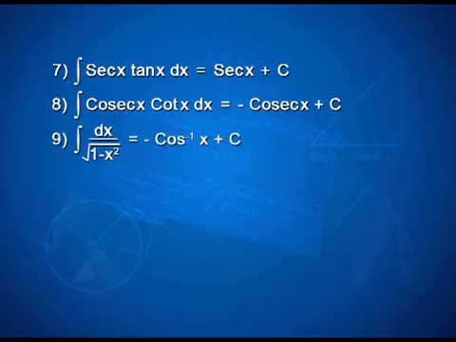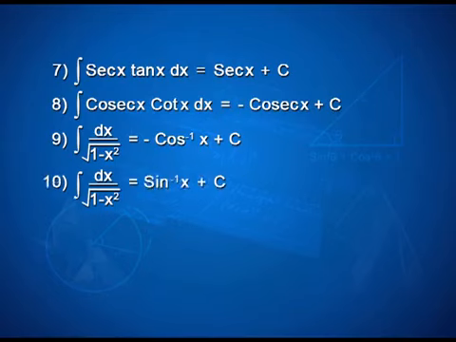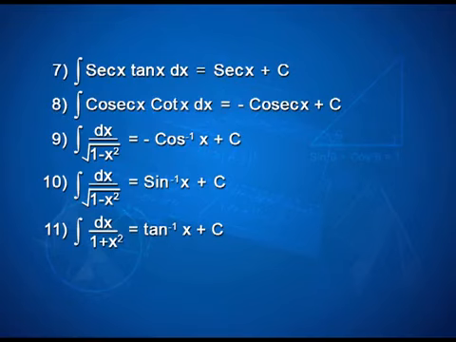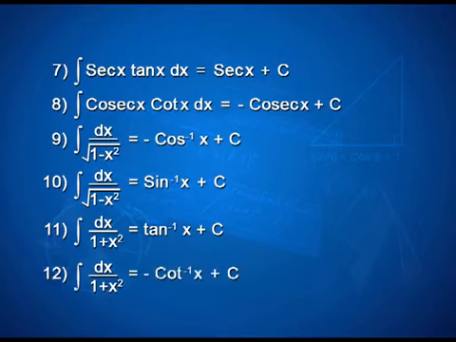Ninth, ∫dx/√(1 - x²) = -cos⁻¹x + c. Tenth, ∫dx/√(1 - x²) = sin⁻¹x + c. Eleventh, ∫dx/(1 + x²) = tan⁻¹x + c. Twelfth, ∫dx/(1 + x²) = -cot⁻¹x + c.